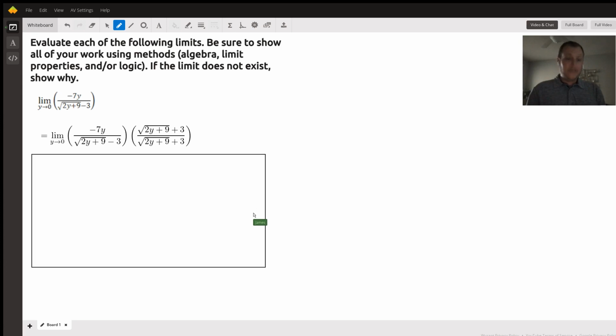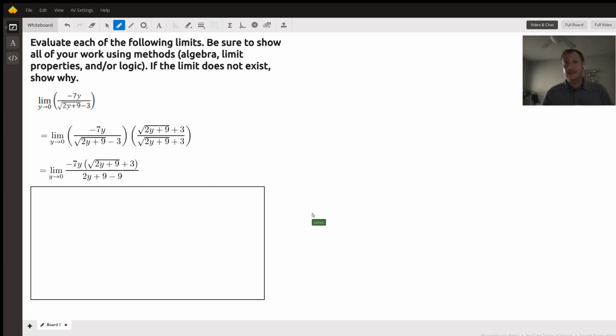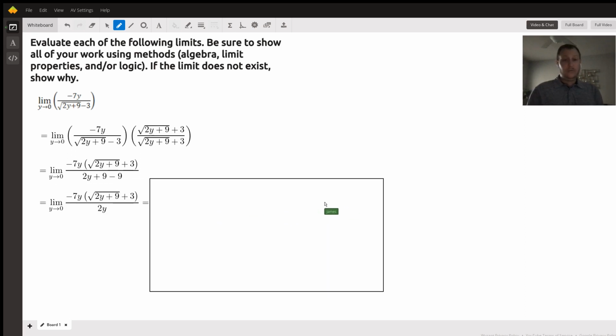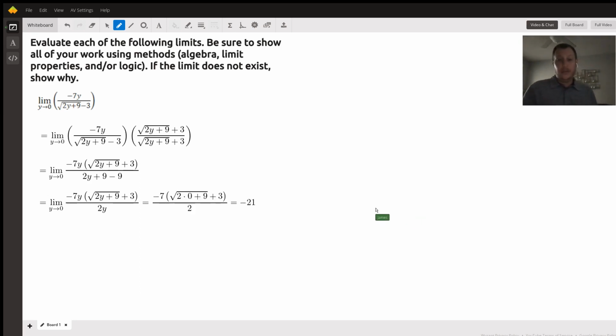So our denominator gets nice, like I was saying, and then those nines are going to drop, which is going to be even nicer. And we can see that we do have a common factor of a y in our numerator and denominator. Those will cancel out. And then we can actually substitute in our y equals 0 once those y's get canceled from the top and the bottom. And then from there, it's just arithmetic.